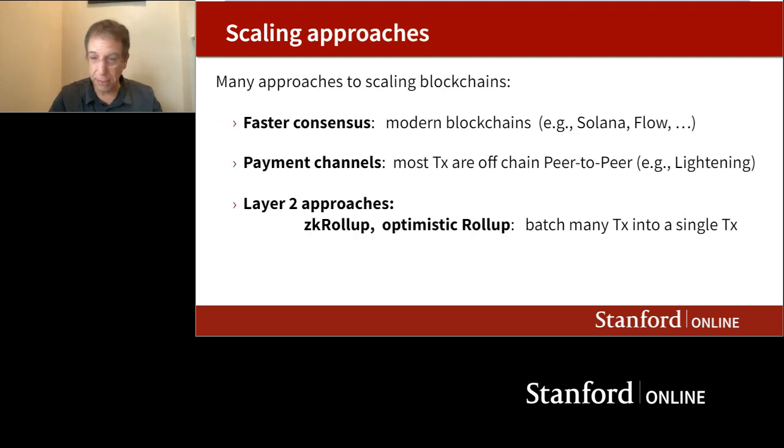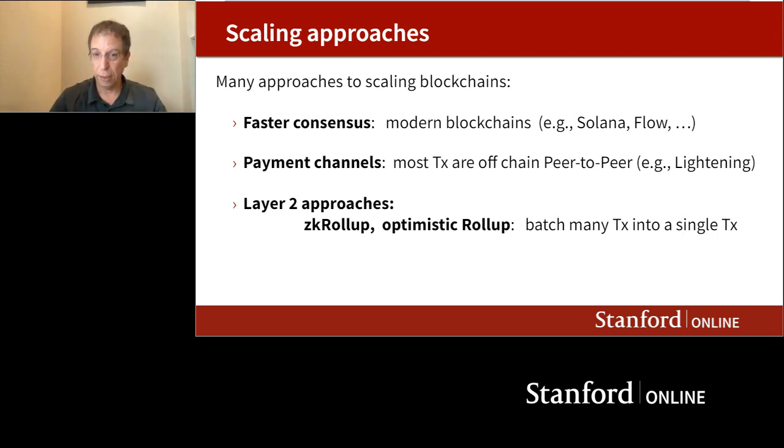There are many beautiful approaches. This is not a new problem. This has been a question for many years, and many beautiful ideas have come up. The first thing that comes to mind is to design systems that have faster consensus, so maybe the consensus mechanism itself can handle tens of thousands of transactions a second, and we actually see modern blockchains that do this. I listed a few here, but there are many others that can scale the consensus mechanism to tens of thousands of transactions a second.